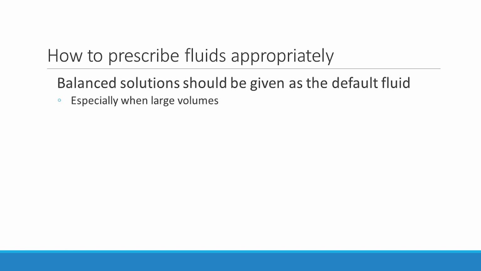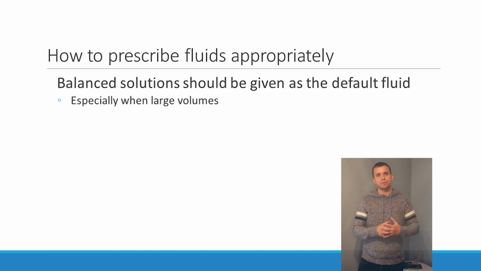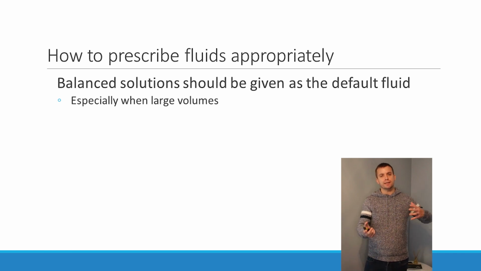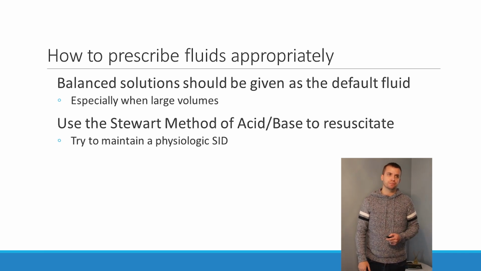Take-home points, how to prescribe fluids appropriately. You want to give balanced solutions, I think, as the default fluid. I just don't think you should be giving normal saline. The reason for that is that so much stuff is being given that trends you towards a non-anion gap metabolic acidosis. So by giving balanced solutions, we've shown that if you give balanced solutions in the emergency department or the ICU, it will improve mortality and reduce your risk of acute kidney injury, especially with large volumes.